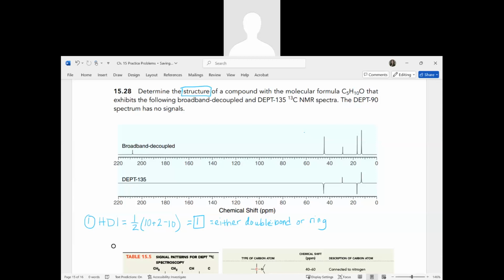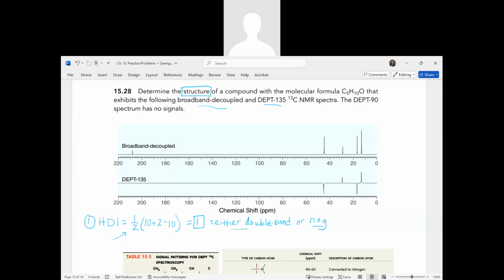So again, we were given the broadband decoupled and the DEPT 135, and we're also given one other bit of information, the molecular formula. So we can utilize that molecular formula to calculate first the hydrogen deficiency index. I have my work shown down here for how I arrived at an HDI of 1. So this 1 degree of unsaturation, as you recall, could either be a double bond or a ring. So let's take a look at these spectra and see if we can figure out an appropriate structure for this compound.